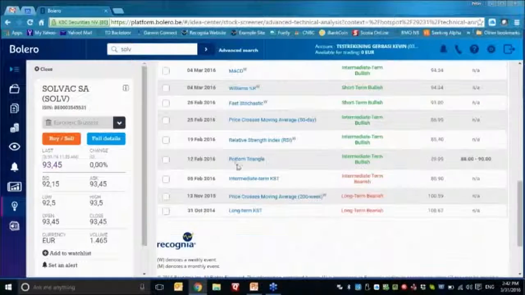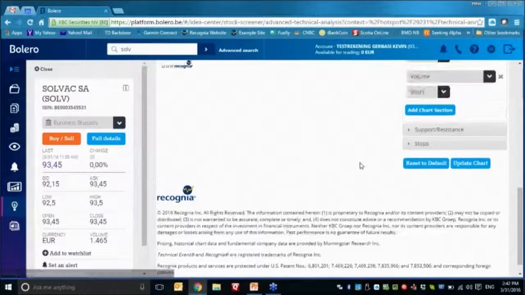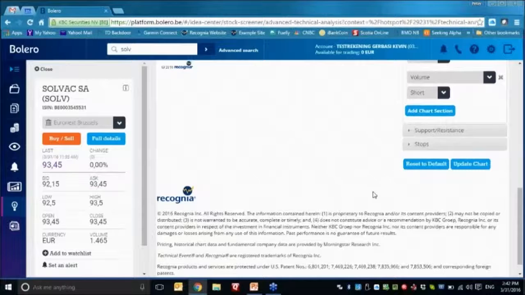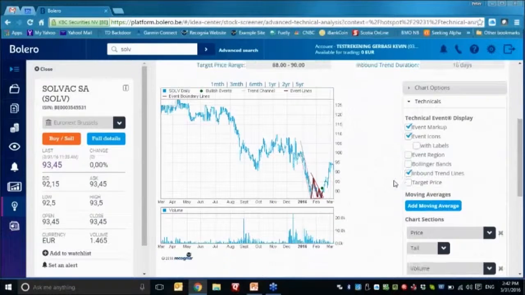So let's just go down and look at this particular event here. Here we had a bottom triangle occurring on February the 12th. Let's just do a little bit more investigation into that bottom triangle. So here is that particular bottom triangle outlined in red. So notice we were in a steep decline coming into this bottom triangle. The triangle has those converging levels of support and resistance. We broke out above the upper level of resistance, indicating the start of a new bullish trend.